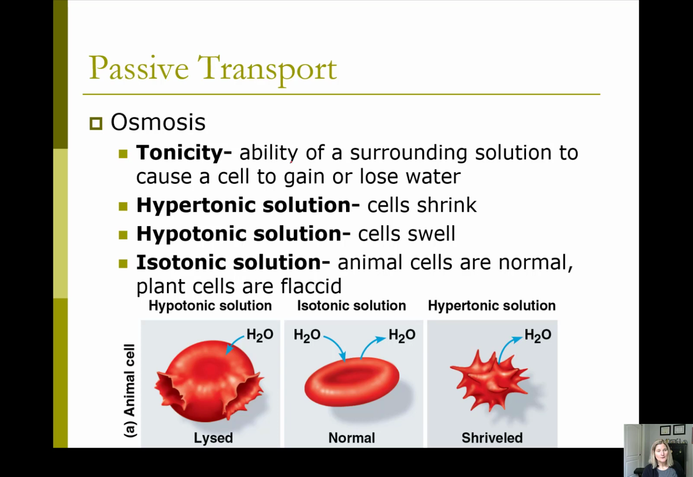So when we talk about the ability of a cell to either gain water or lose water based on its surrounding environment, we call that tonicity. Tonicity is basically comparing the concentration of the solute to water in a solution. If the solution that the cell is in is hypertonic, that means there's a high amount of solute and a low amount of water that the cell is placed inside. So here is an example of a hypertonic solution.